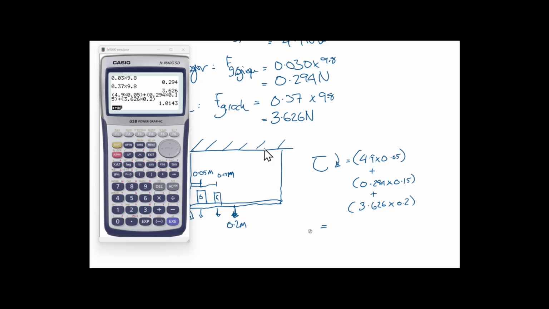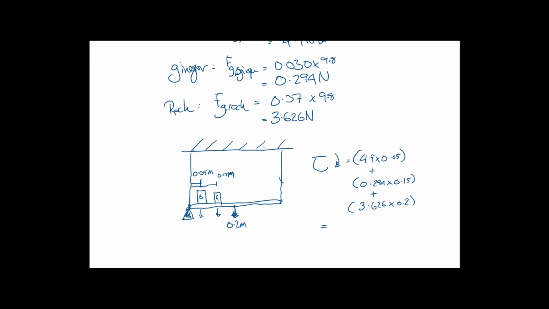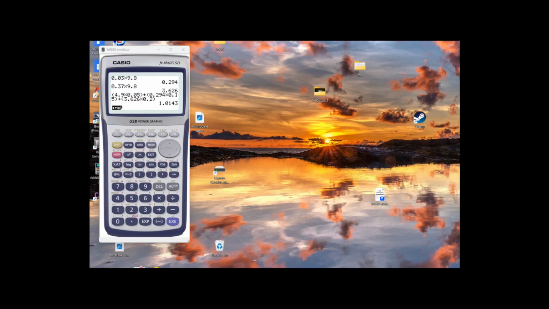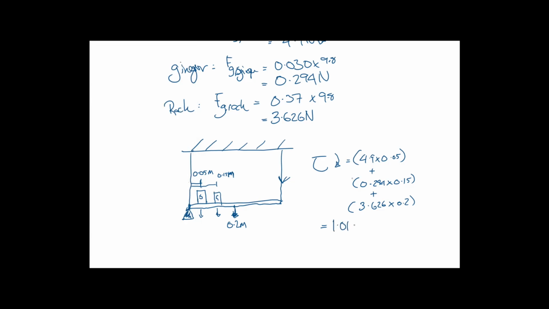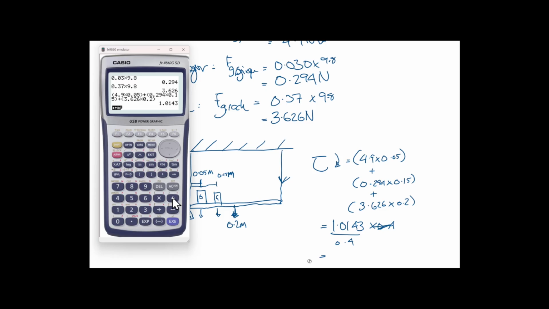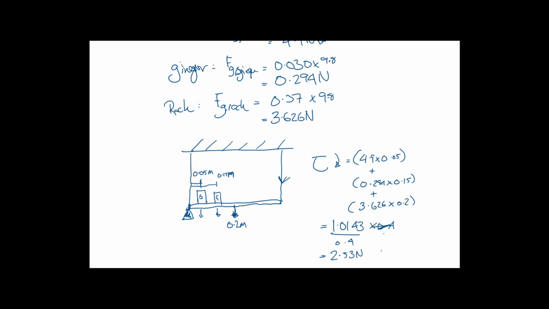That tells us how much torque has been put onto this cable here. How much is this pulling down? So that torque is going to be the number that we got just before, 1.0143, times 0.4 divided by 0.4, and that's going to give us an answer of 2.53 newtons, which is less than 5 newtons, so this one is okay.